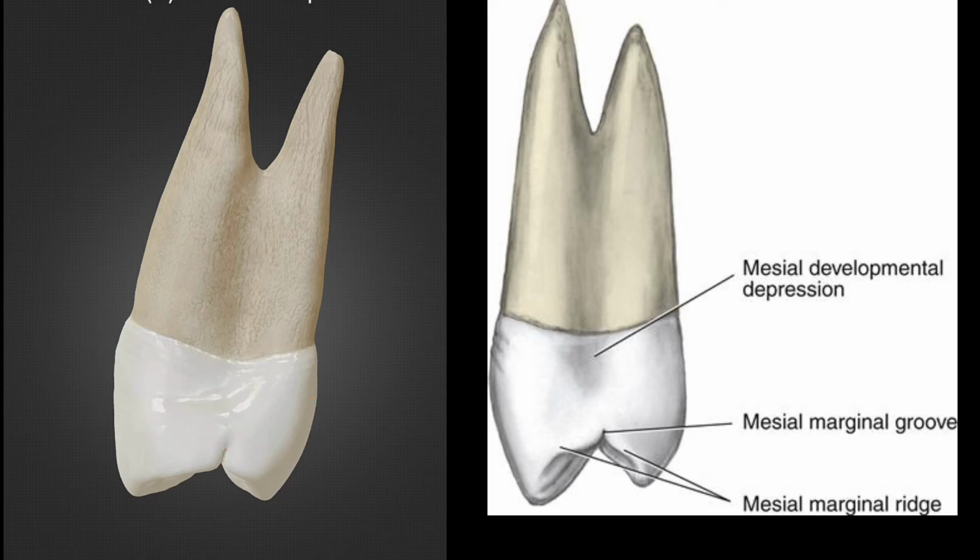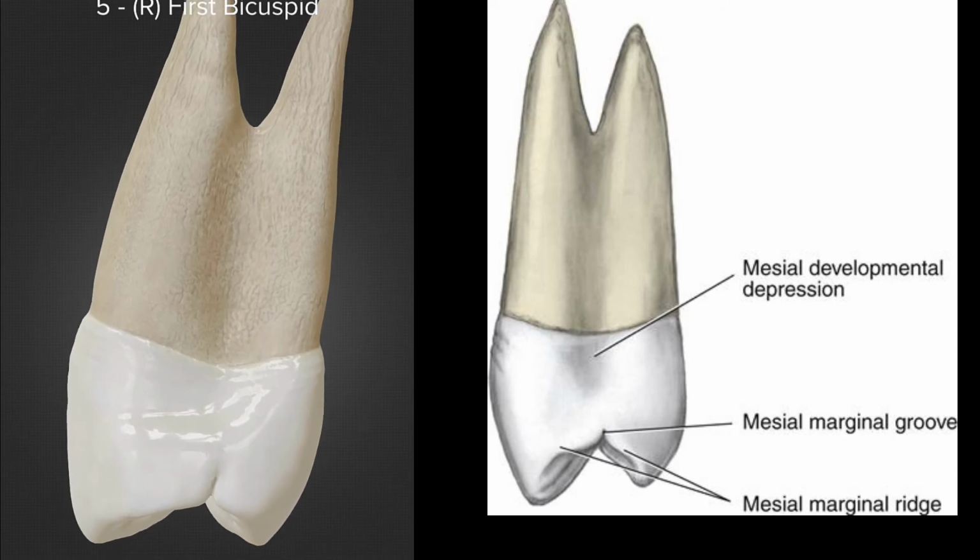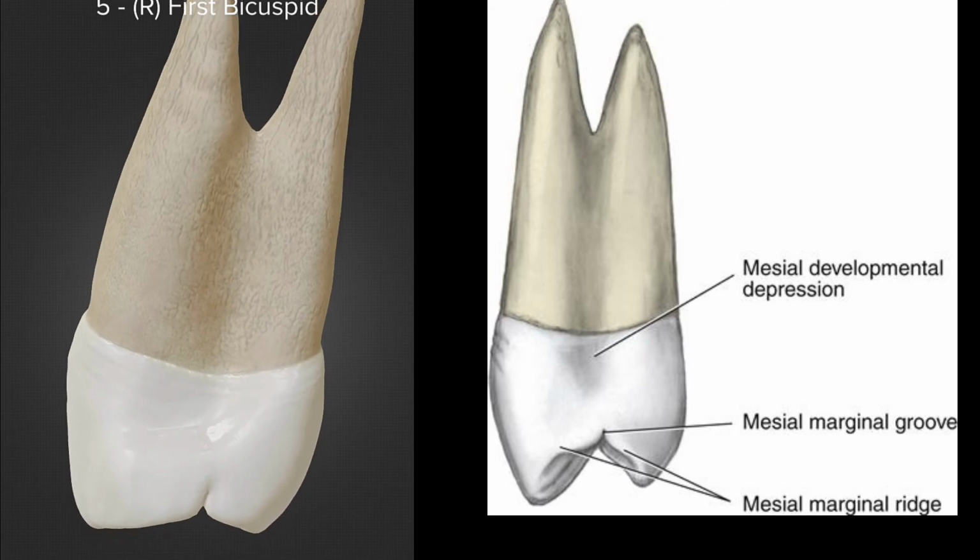Also, the cusp tips are well developed. You can see both the buccal and lingual cusp tips are visible, and they are long and sharp. Also, the mesial developmental depression is well developed. As you can see, there's a depression in the crown, and this is called the mesial developmental depression. This is well developed in the mesial aspect.